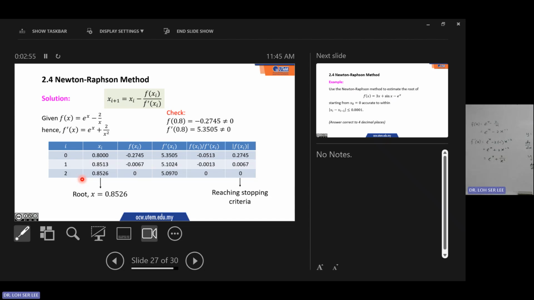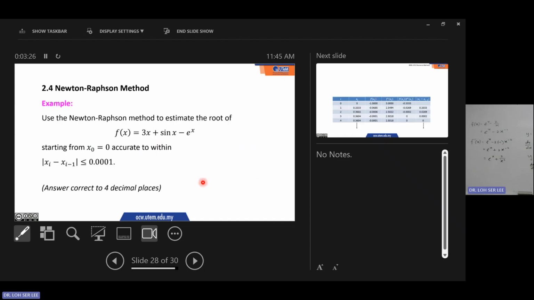Okay, it converges very fast compared to the simple fixed point and also the bisection. But to use this one, you have to use the derivative, right? So bisection, we don't need derivative. Simple fixed point in the computation, we don't need derivative. But this one you need the derivative, but it converges very fast.